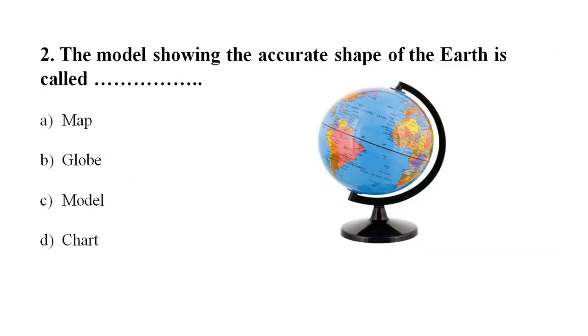Students, your second question is, the model showing the accurate shape of the Earth is called dash. Your options are A. map, B. globe, C. model, D. chart. And your right answer is option B, globe.